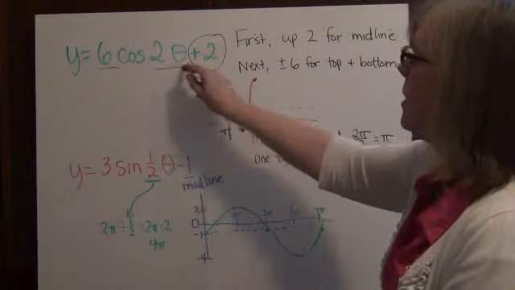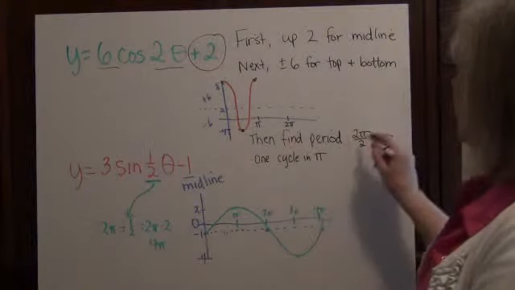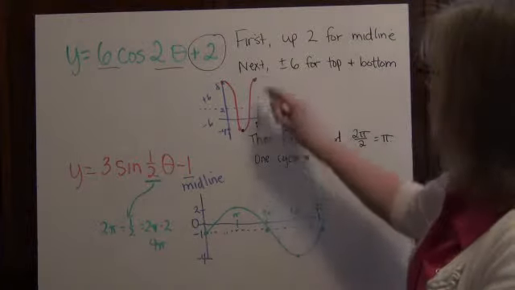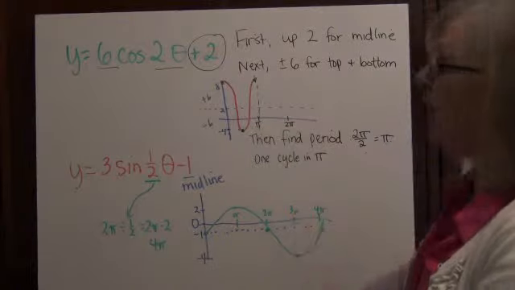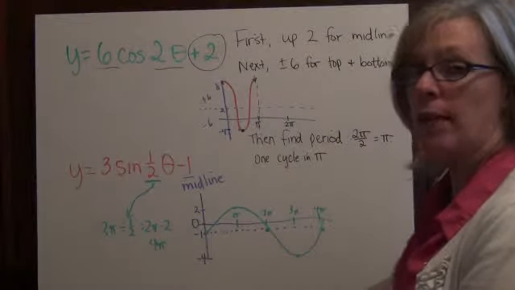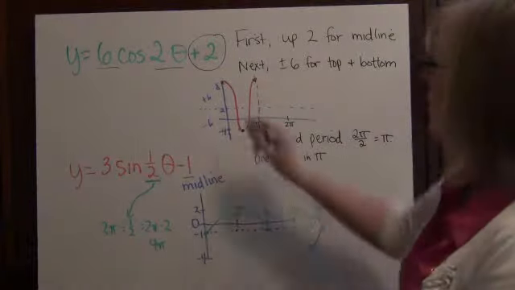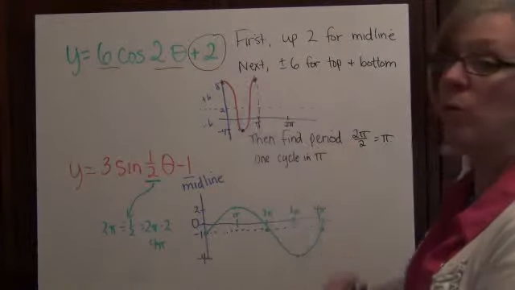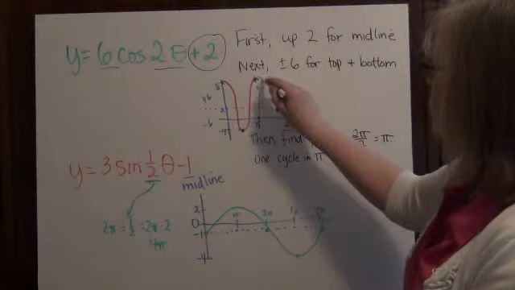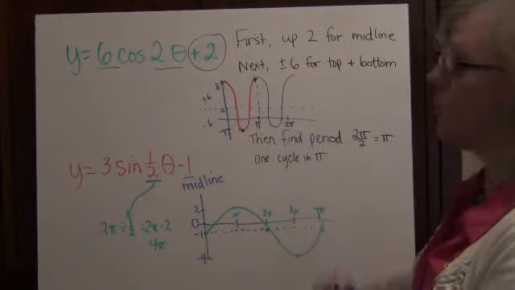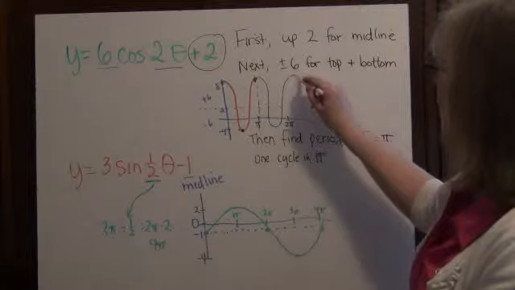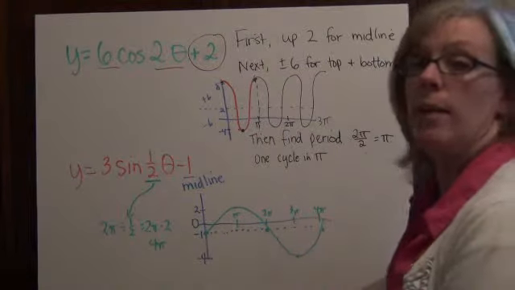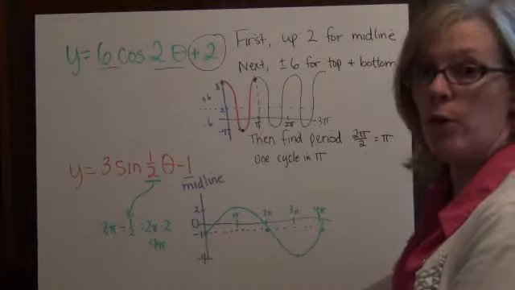And then this 2 theta means I'm going to take the period by saying 2 pi divided by 2 equals 1 pi. So here's 1 pi. I have to finish one full cycle of that cosine in that 1 pi. So I start up, swoop it down, and swoop it back up. I'm done with 1. And I could keep going. Start up, swoop it down, bring it back up for a 2nd pi. Start up, swoop it down, bring it back up for 3 pi. Okay? Because these graphs repeat over and over and over. They're cycles.